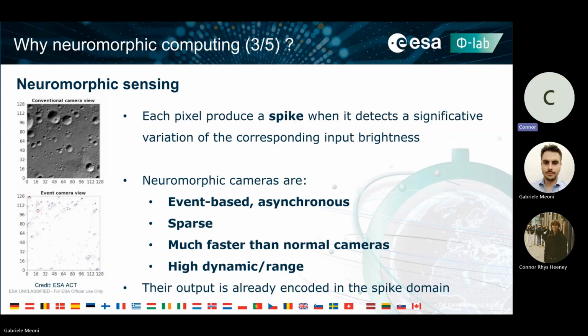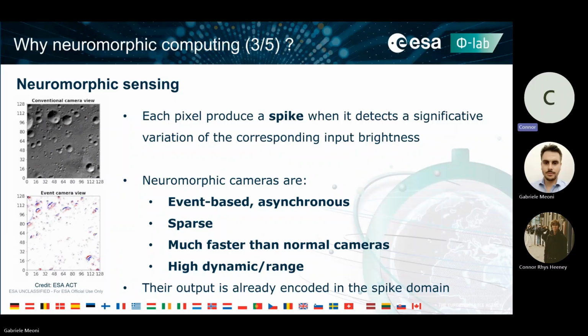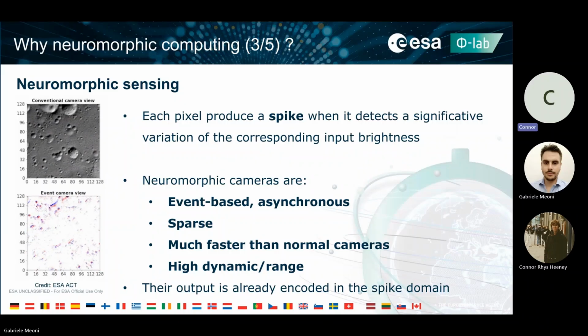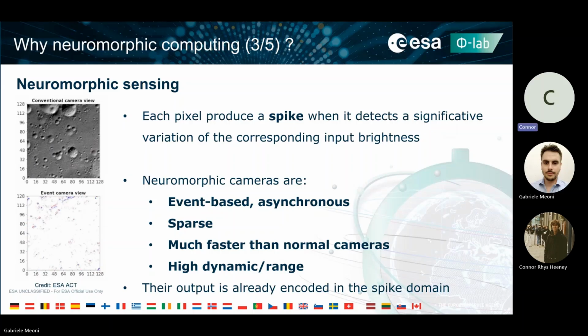I told you before that you don't necessarily need to encode the information, because for some computing technology, you have a corresponding sensing technology. This is the case for neuromorphic computing. Neuromorphic cameras, or event-based cameras, exist. So here you can see a simulation of a landing on the moon done by an event-based camera.